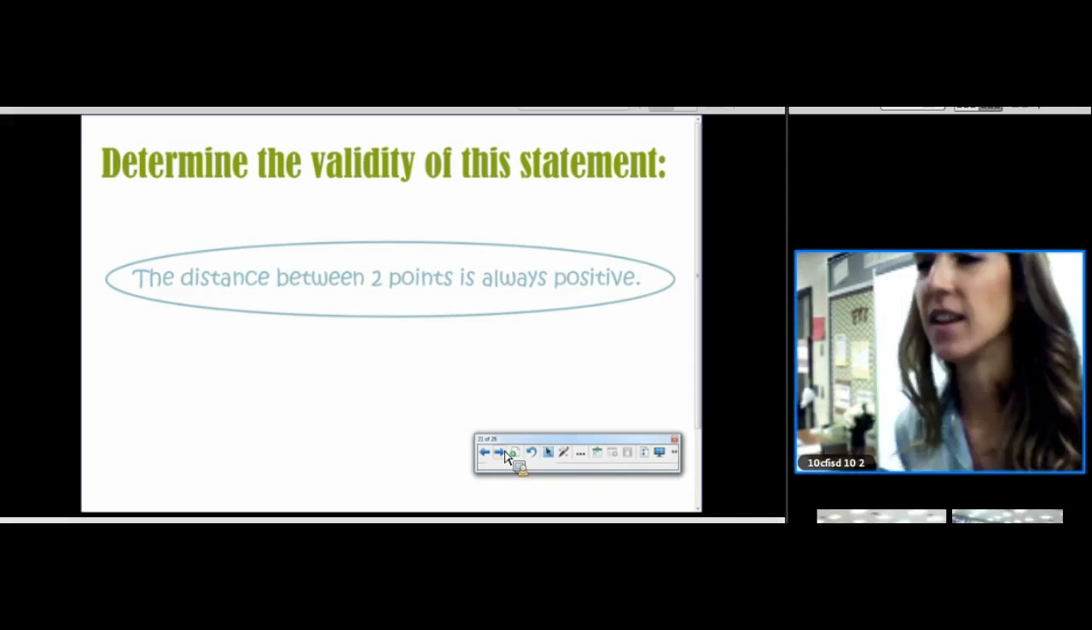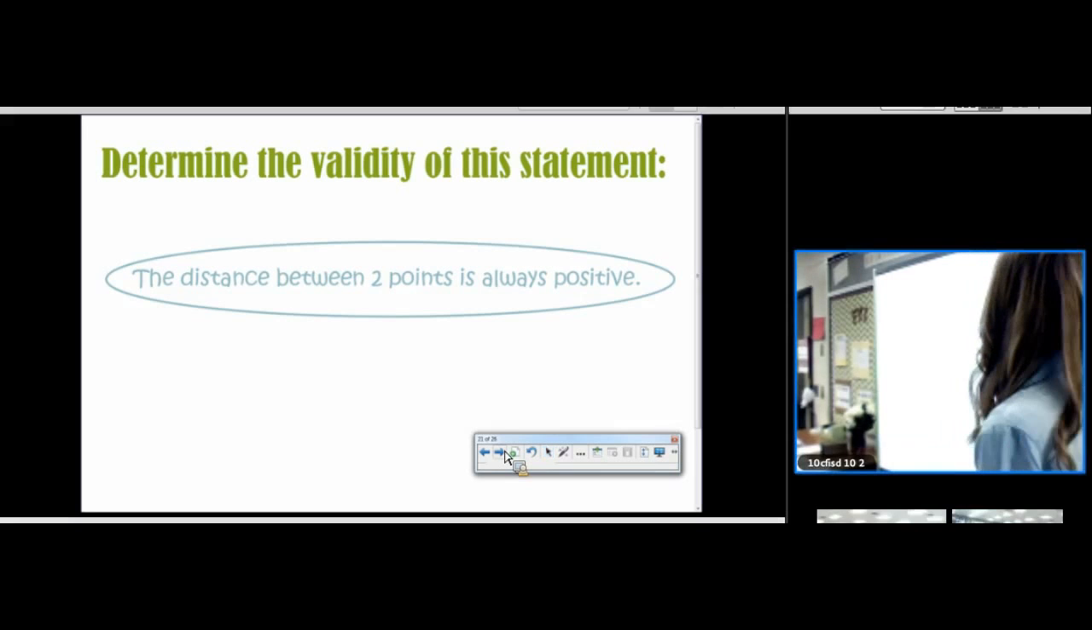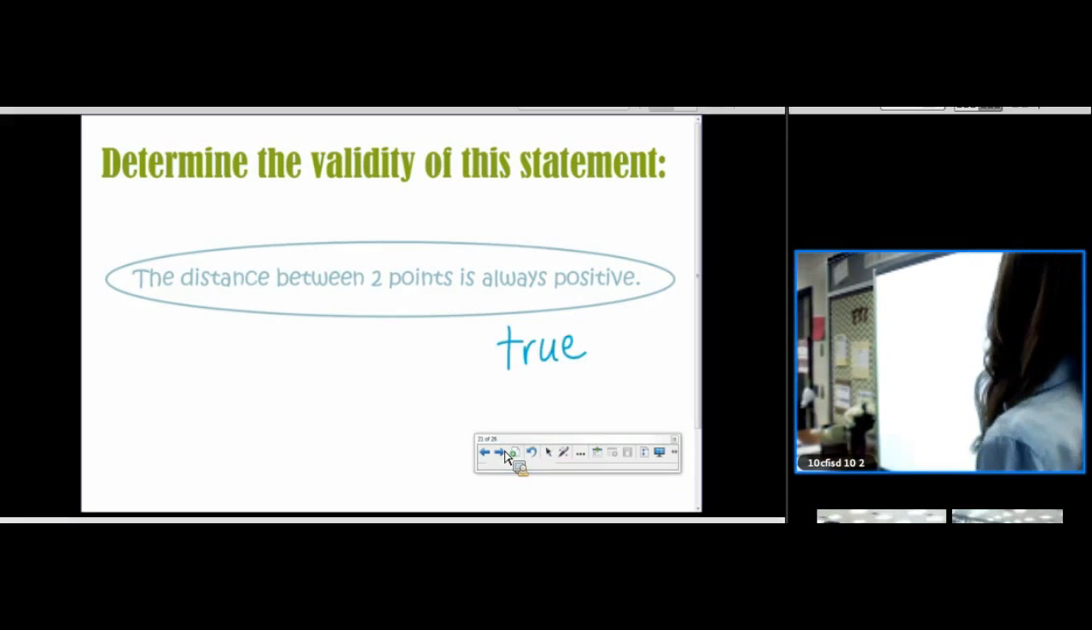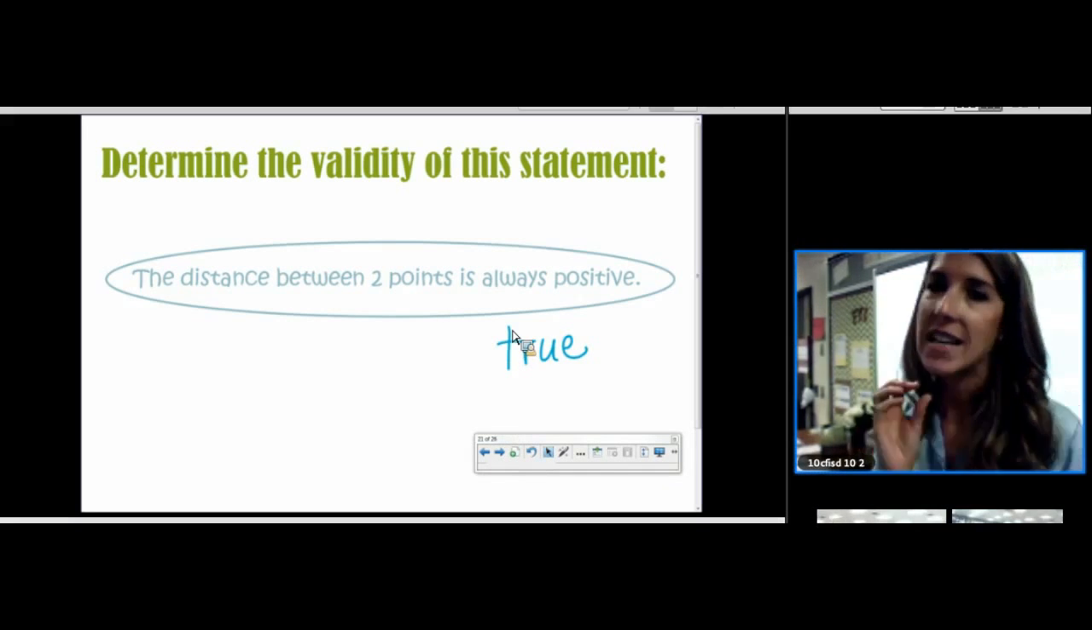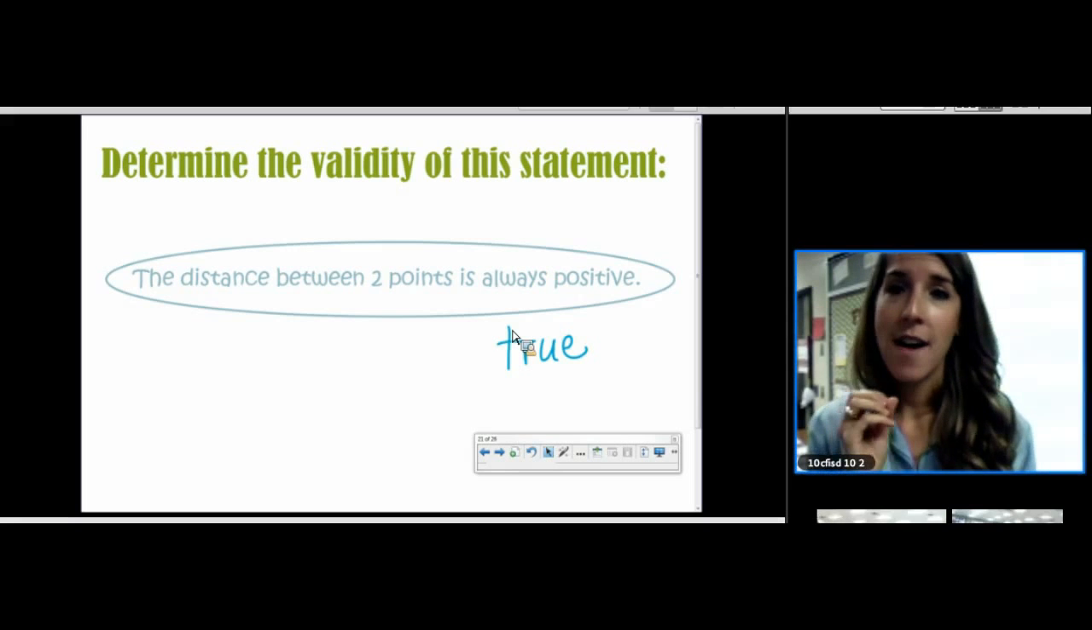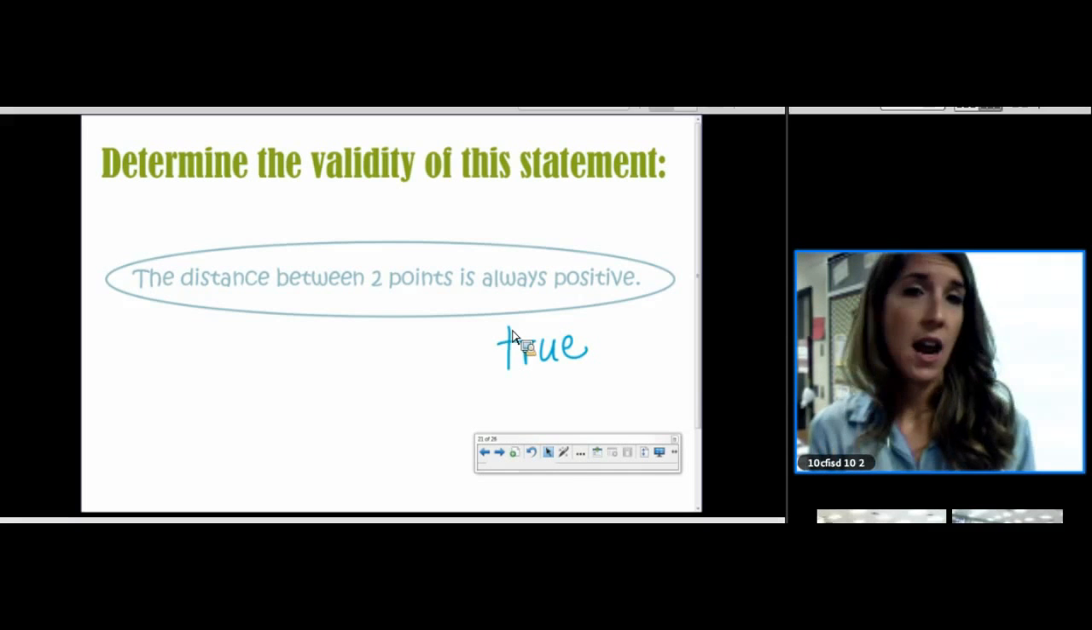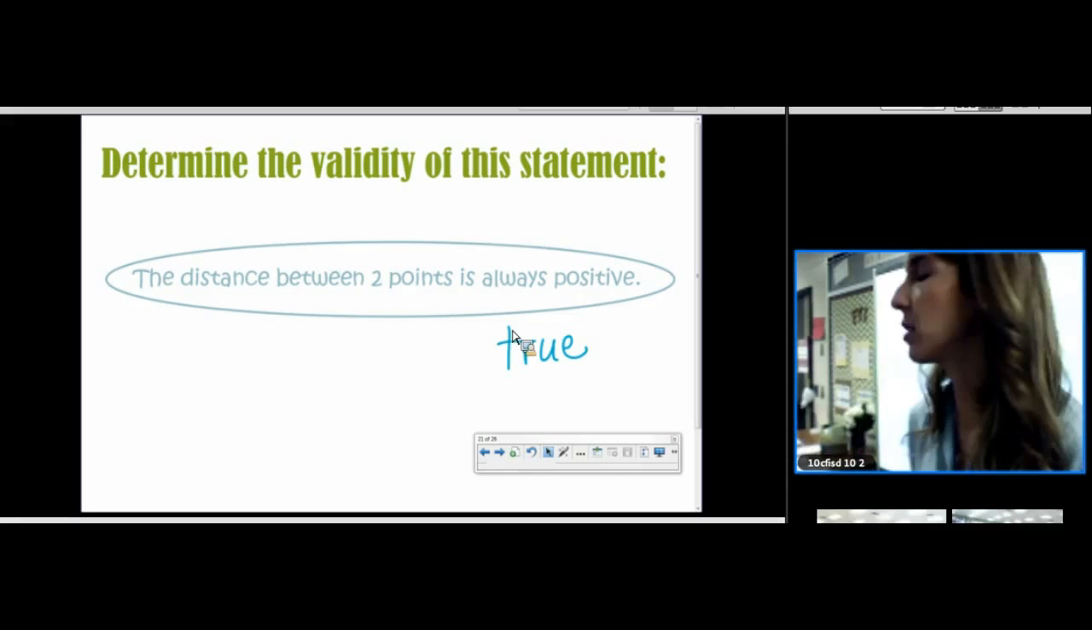Yes, very good. So the validity is true. Determine the validity. That is a true statement because we're never going to have a negative length. We're never going to have a negative distance. So if you do get a negative answer, make sure you take the absolute value of it.